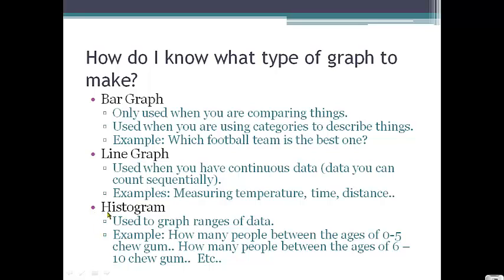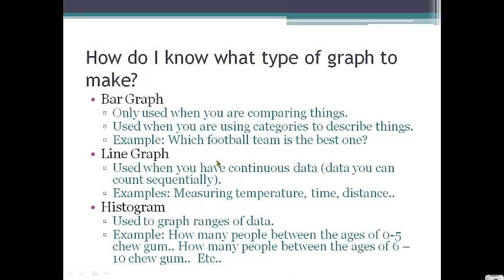Finally, if I'm measuring something that has ranges in it of data, then I would use a histogram. A histogram, guys, if you've never seen one, is like a bar chart, only each bar goes for a range of data. The best example I can give you is ages. For instance, let's say I did a survey of 100 people, and they were all different ages. Okay? And I wanted to know how many people between the ages of 0 and 5 years old chew gum. Okay? And then I wanted to know, okay, how many people between the ages of 6 and 10 years old chew gum? How many people between the ages of 10 and 15 years old chew gum?